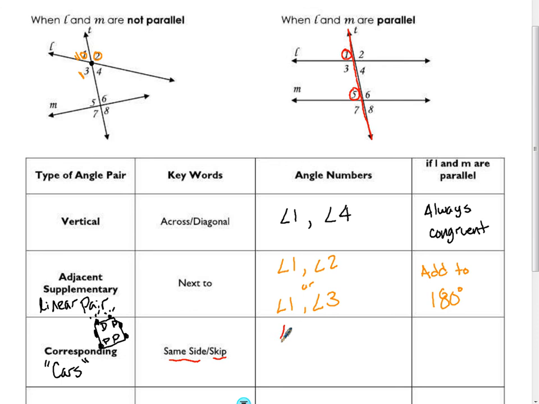Now if I went to the other side, and let's say I looked at angle number 4, angle 4 here in this space, I would go down the line, I'd skip 6, and I end up at 8. So we can say that angle 4 is corresponding to angle 8.